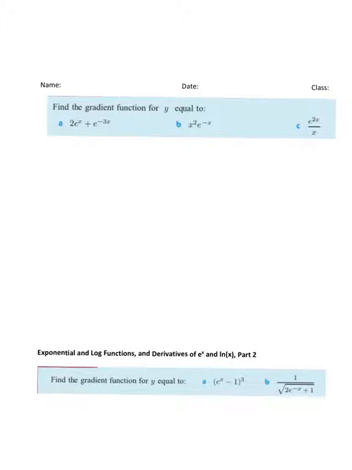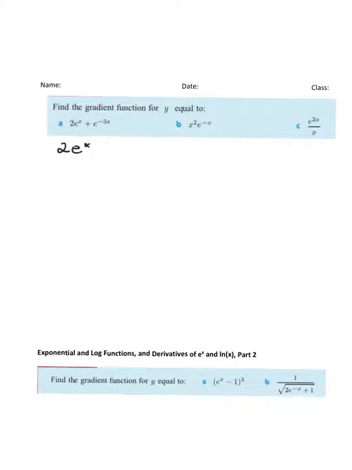For A, when I want to find the gradient, remember a gradient and derivative are synonymous. They mean the same thing. So find the gradient function for y equals 2e to the x plus e to the negative 3x. They want to know the function that gives you the slope of the tangent line. Since we're adding two things together, we just take the derivative of each separate part. So the derivative of 2e to the x: well, the derivative of e to the x is just e to the x, so it is just 2e to the x.